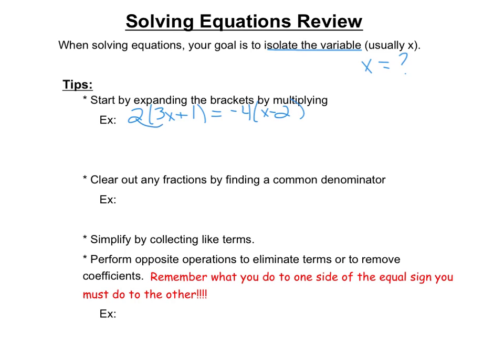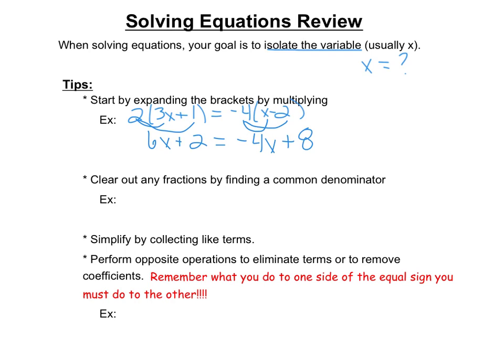So we do 2 times 3x, that's 6x, 2 times 1, so plus 2, equals, now we have negative 4 times x, that gives us negative 4x, and negative 4 times negative 2, that gives us positive 8. And then from here you could continue to go on solving.